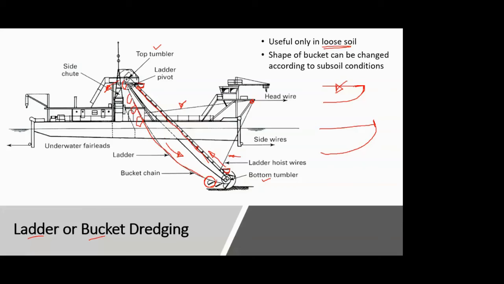In grab or clamshell dredging, you had some force due to the opening and closing of your grab, because size-wise it's a huge grab or a huge bucket that we use in the first type of clamshell dredging. That huge bucket, though it's hollow, will have some weight. So when you open and close such a heavy bucket, there will be some force applied.